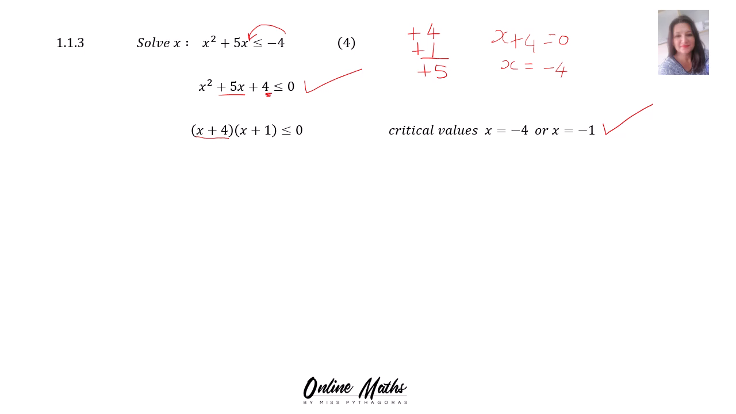So what you do next is you give yourself a number line where -4, your critical values, will be there, and -1 will be there.